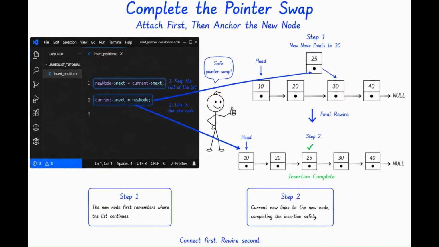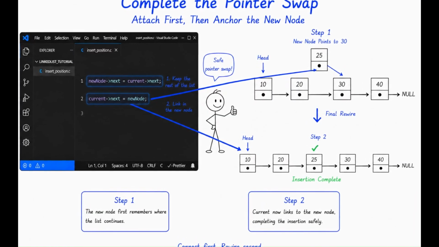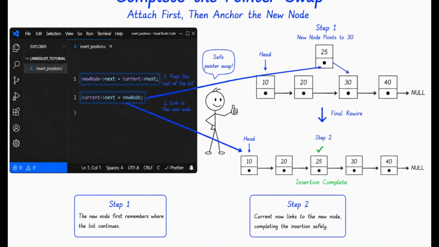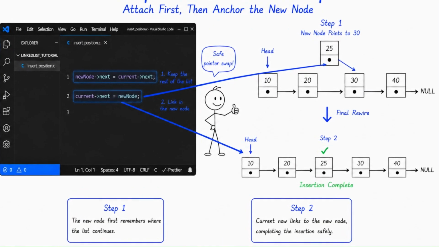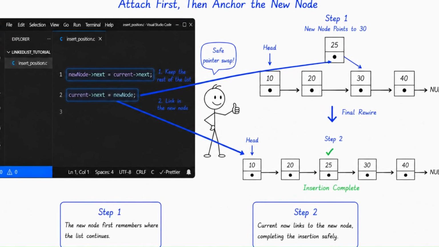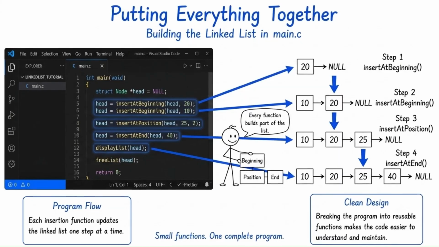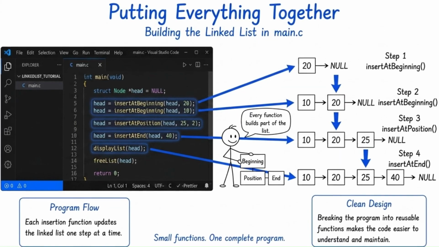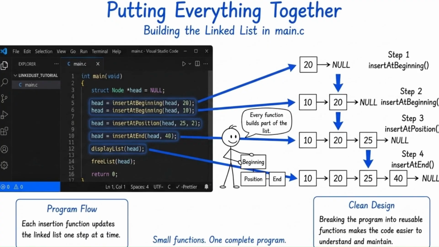And finally, those bottom lines execute that precise safe swap we just talked about. We attach the rest of the list to our new node, and then we anchor the current node to our new node. Alright, section 5. Synthesis and memory, pulling it all together.